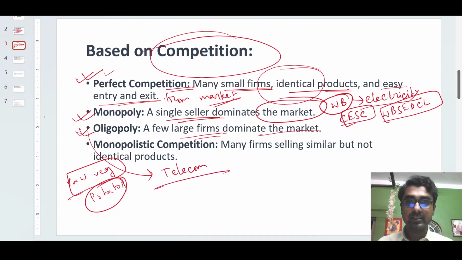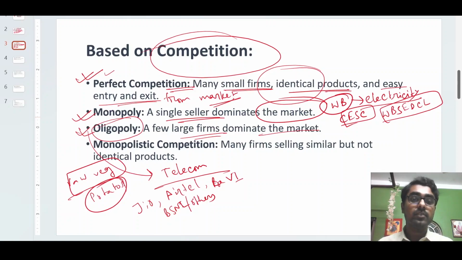So for the telecom industry, you will know that there are very few companies, like Airtel, Jio, Vodafone Idea, and maybe BSNL and some others, right? So that is called the oligopoly market. Monopolistic market is what? Monopolistic market is where the number of sellers is more than in the oligopoly, with many firms selling similar but not identical products.